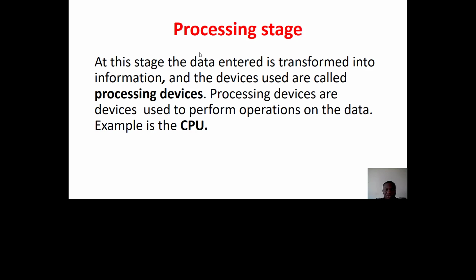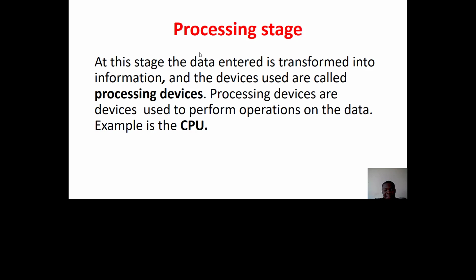So we move on to the processing stage, because it is the second stage. After you input the data, it processes. At this stage, the data entered is transformed into information, and the devices used are called processing devices. Processing devices are devices used to perform operations on the data. An example is the CPU.